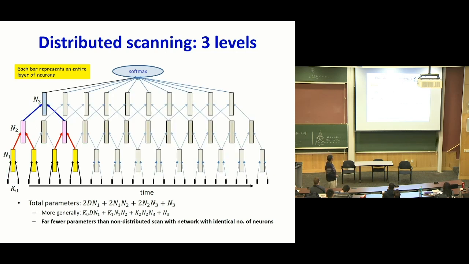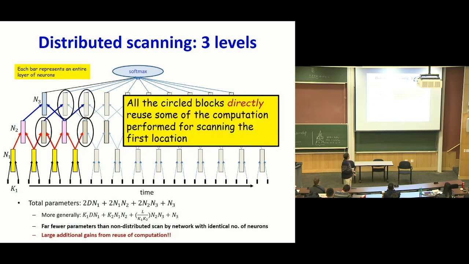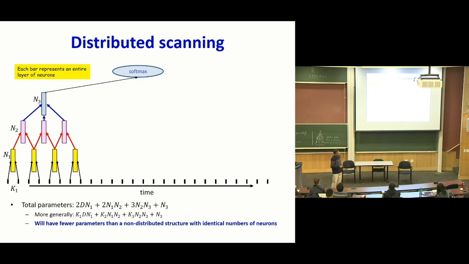And so when you compare these two, the actual scan is going to look like this, right, as you go through the entire input. And this is the actual large network that's looking at the input. Okay. Now, all of these circle blocks are reusing computations that were done for scanning at a previous location. So there's a lot of reuse of computation happening, which means that the actual amount of compute you're going to perform is also going to be much smaller than if you simply scanned with a single network, because you're reusing computation, right?